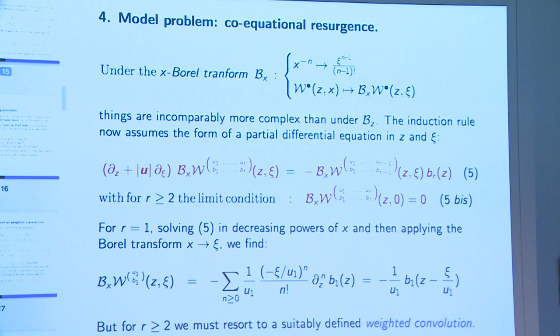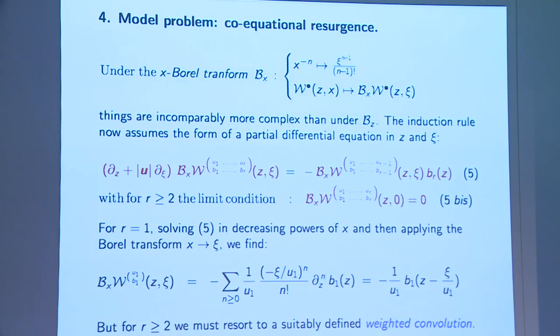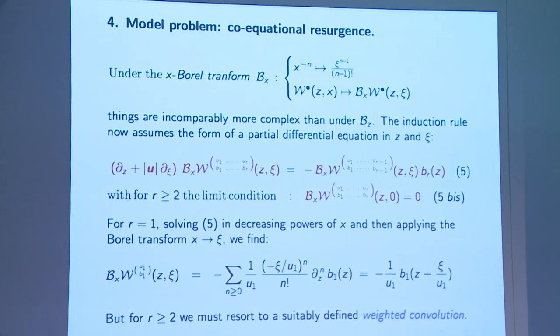Now, coequational resurgence is quite different. You see, in this case, the recursion equation, instead of simplifying, gets messier. When we perform Borel from x to xi, the conjugated variable, it becomes a partial differential relation, with suitable limit conditions. In the case of depth one, the solution is obvious, but for larger depths, there's no simple formula for solving this recursion equation. So we'll need a new operation, which is precisely the weighted convolution.